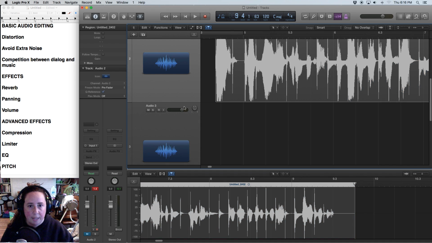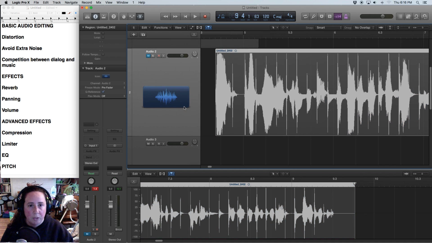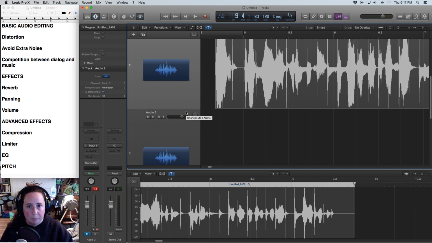Another issue that comes up is when you have dialogue and music competing with each other. Or sound effects even. So a person's talking and in the background you have lots of music playing at the same time.